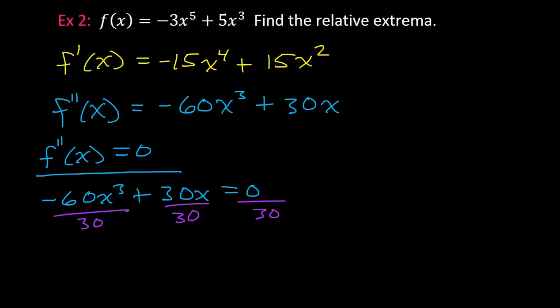Okay, but you know what? Now that I think about it, I don't like having a negative in the front, so maybe I will divide by -30. Okay, maybe my subconscious knew that would be better. So dividing by -30, we will have positive 2x to the 3rd power minus x is equal to 0.